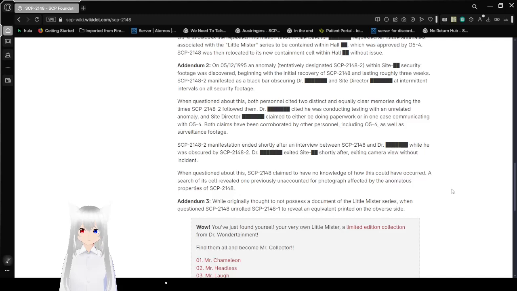Addendum 2. On May 12th, 1995, an anomaly tentatively designated SCP-2148-2 was discovered within Site Redacted security footage. Beginning with the initial recovery of SCP-2148 and lasting roughly 3 weeks, SCP-2148-2 manifested as a black bar, obscuring Dr. Redacted and Site Director Redacted at intermittent intervals on all security footage.